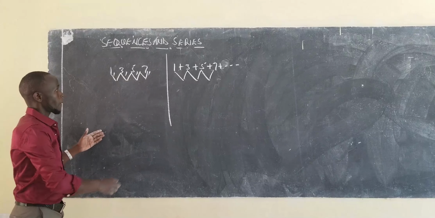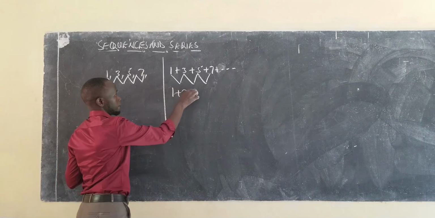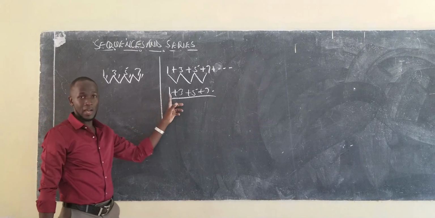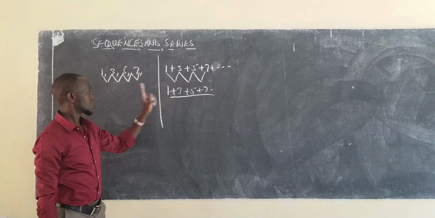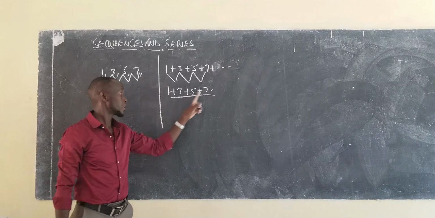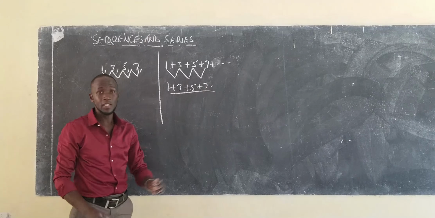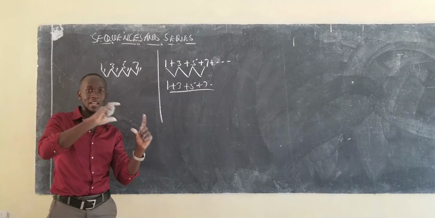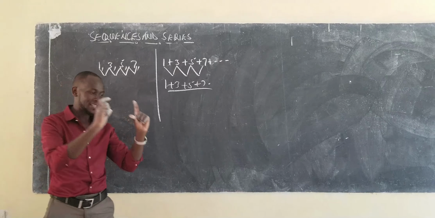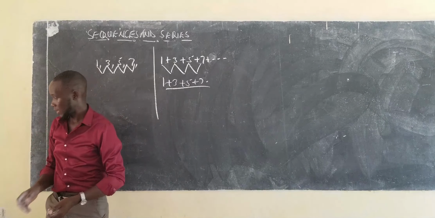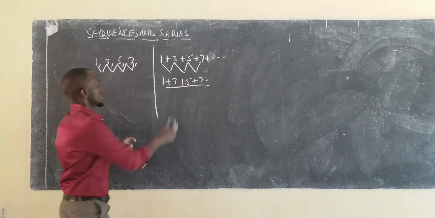This one, had it been this, we say this one is an arithmetic series and at the same time is finite. Why? Because you know its end figure. So that's the meaning of a series and a sequence. A series is just the sum of all the components of a sequence. Hope I'm understood.